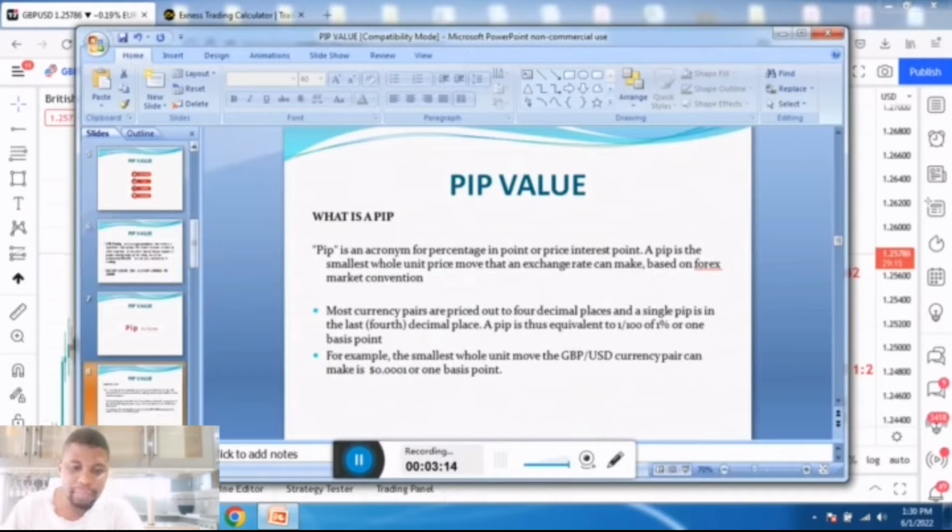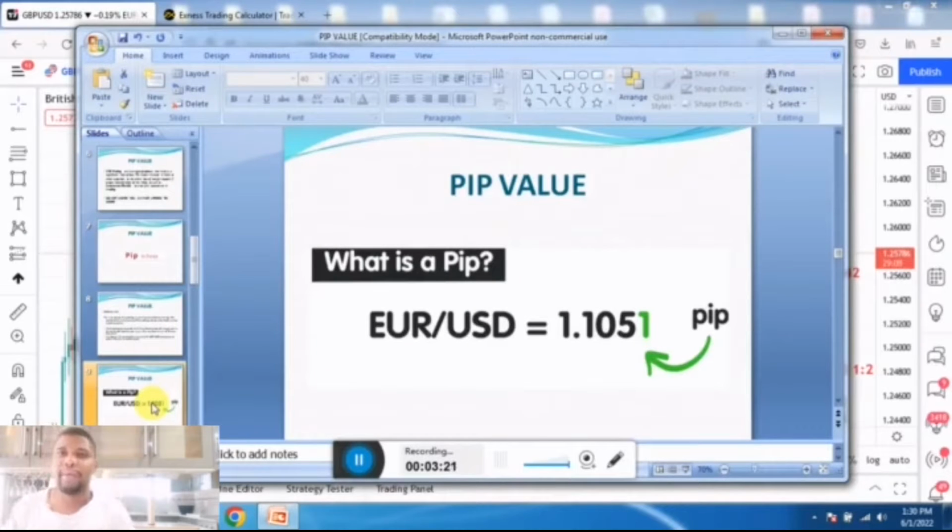To make a simple example of what we just spoke about, let us use Euro USD. As we can see here, Euro dollar is displayed. The euro is the base currency. The dollar is the quote currency. The price that is displayed here, 1.1051, is the amount that you will pay to buy 1 euro. So this is the price that you will pay in dollars to buy 1 euro.